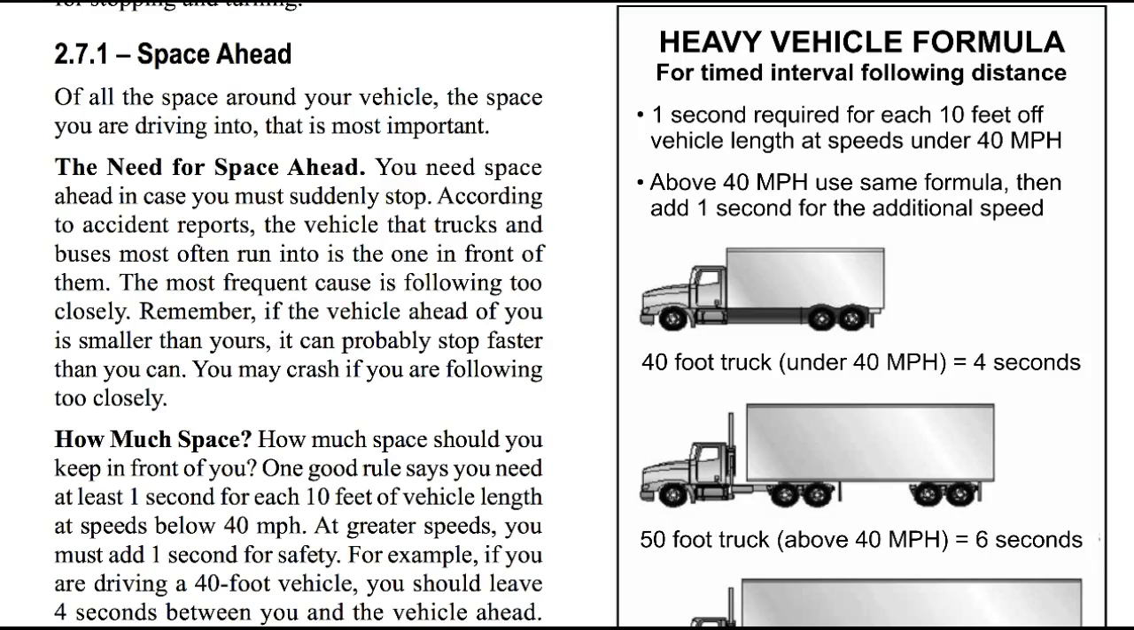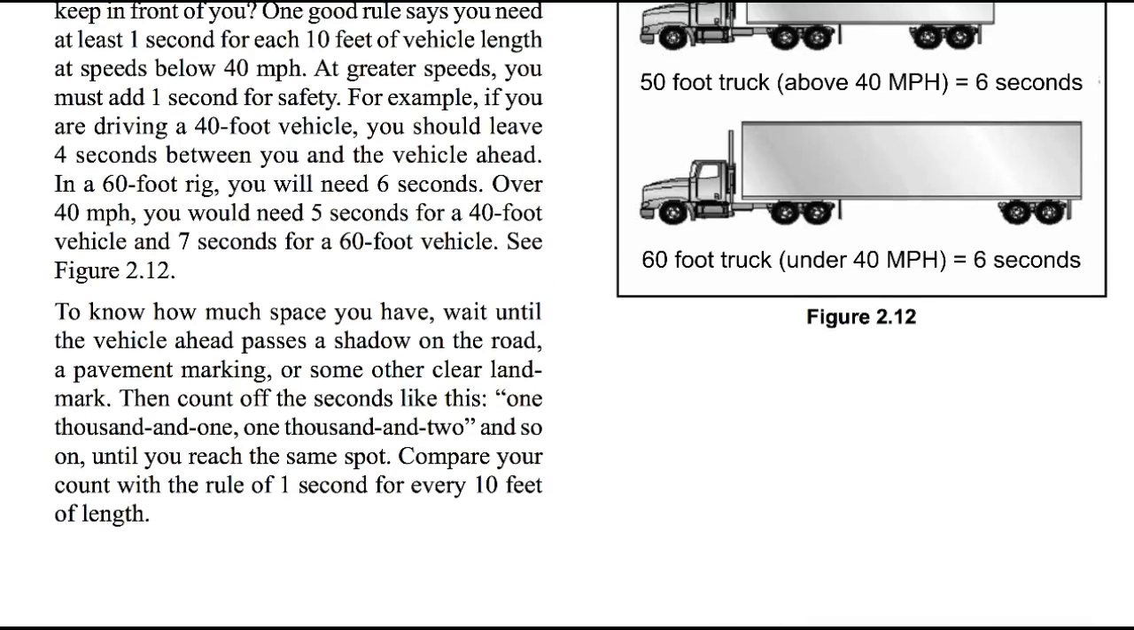How much space should you keep in front of you? One good rule says you need at least 1 second for each 10 feet of your vehicle length at speeds below 40 miles per hour. At greater speeds, you must add 1 second for safety. For example, if you are driving a 40-foot vehicle, you should leave 4 seconds between you and the vehicle ahead. In a 60-foot rig, you need 6 seconds.